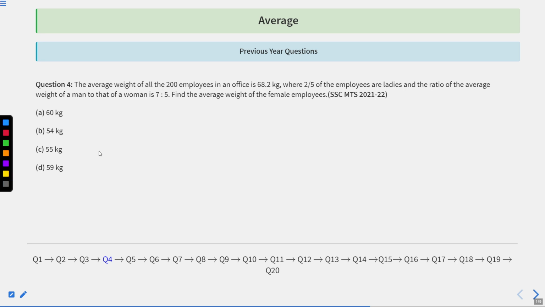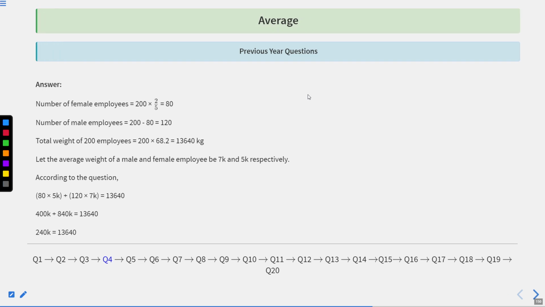Problem number 4. The average weight of 200 employees in an office is 68.2 kg, where 2/5 of the employees are ladies, and the ratio of the average weight of a man to that of a woman is 7 is to 5. Find the average weight of female employees.